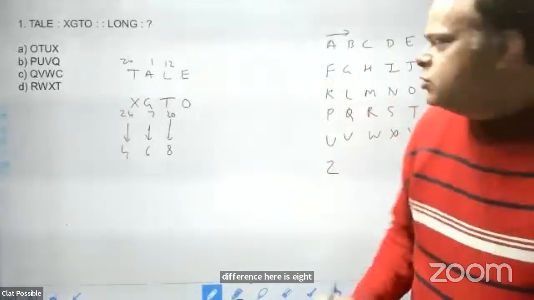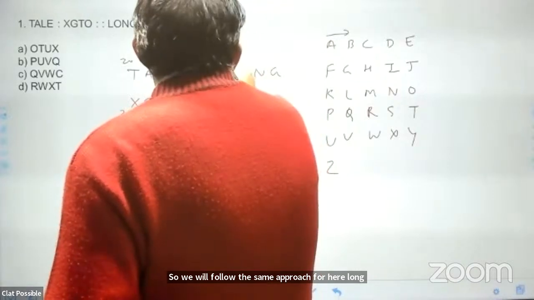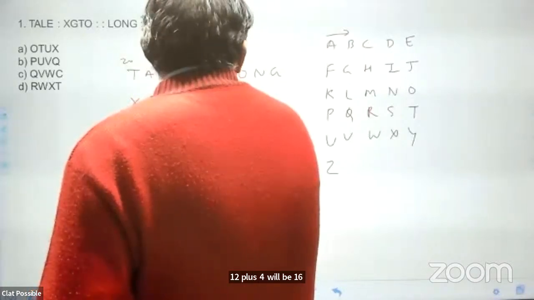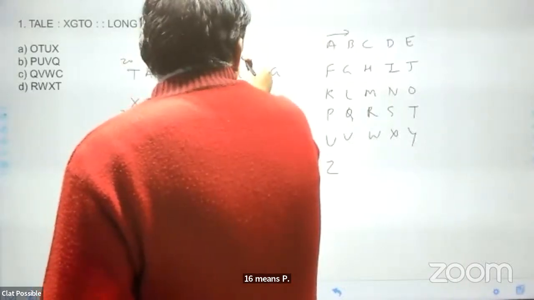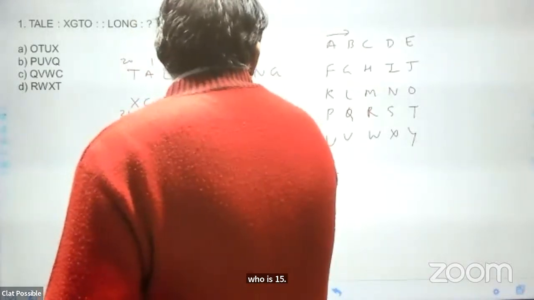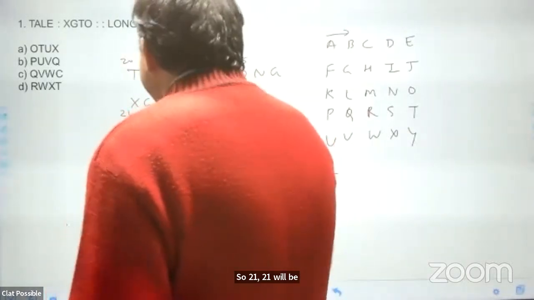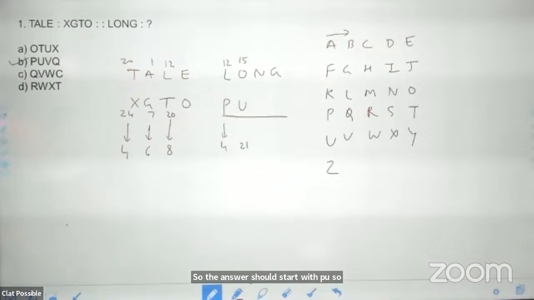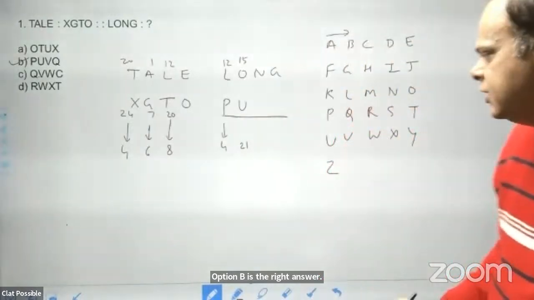So we will follow the same approach for long also. L will be 12, 12 plus 4 will be 16. 16 means P. So plus 4. O is 15. We need to add 6 to it. So 21. 21 will be U. So the answer should start with PU. So therefore option B is the right answer. Hope this is clear to everybody.